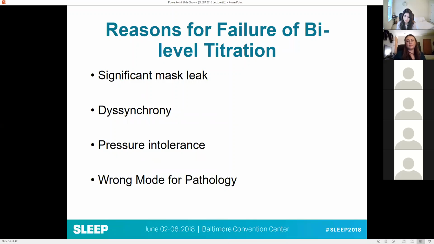And even though 16/8 might be ideal for these patients, to get them used to it, you might have to start with 10/5 or 10/8 or something, just slowly work them up to a pressure that's probably more appropriate. Or is it the wrong mode for the pathology? And sometimes we certainly see this, particularly in neuromuscular patients. I think I have a case showing, I got one more case left, right?